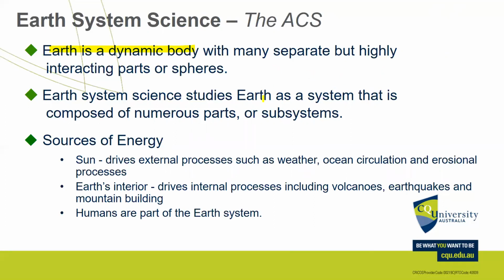We know that. We talk about biology, Earth and space. Next term, we talk about chemical and physical systems. This week, we talk about the sources of energy, the sun, and how it drives external processes such as weather, ocean circulation, and erosional processes. We also mentioned the Earth's interior. It drives internal processes: volcanoes, earthquakes, mountain building. And in human endeavour, we also talk about humans as being a key part of this Earth system, in particular the increasing population and the stress that's putting through interdependence on our Earth as a system.